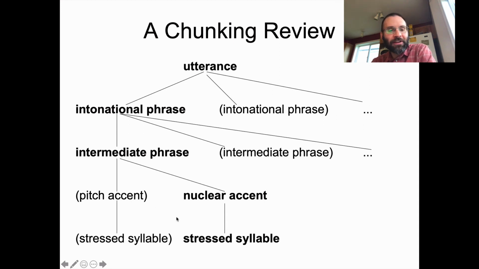Whenever you do have a pitch accent or the nuclear accent itself, they're always aligned with stressed syllables in the utterance, or stressed syllables in a particular word. This is how the grammar is supposed to work. So when you do come up with transcriptions in ToBI, make sure it adheres to this system, right?